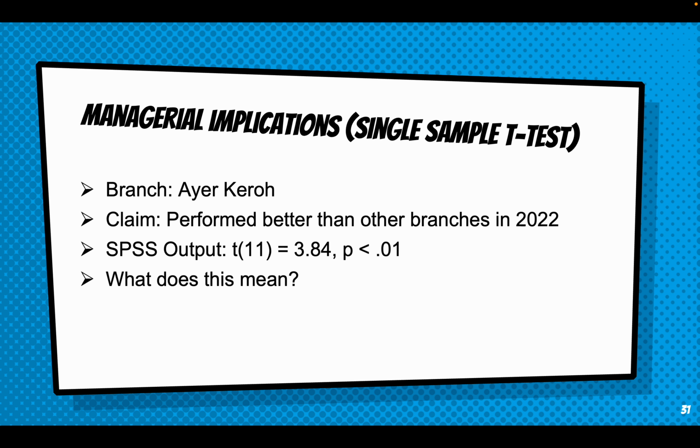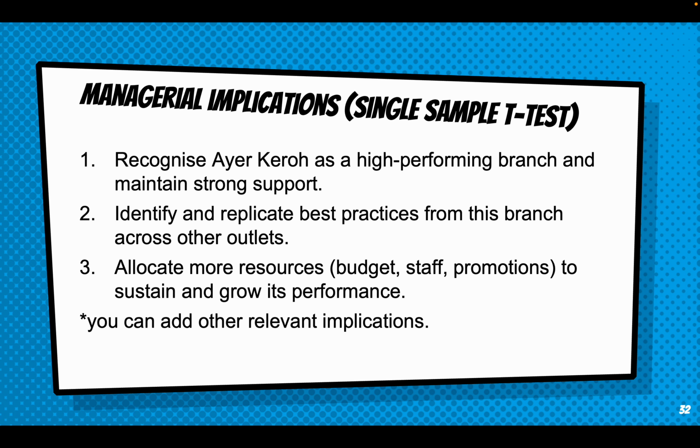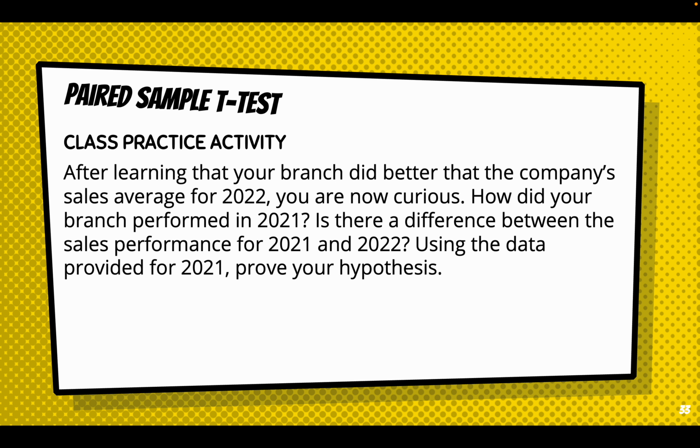So, what does this mean for business? Ayer Keroh is a high-performing branch. Management should support, replicate, and invest in its strategy. You can also think of any other relevant implications that are related to the result. Next question.